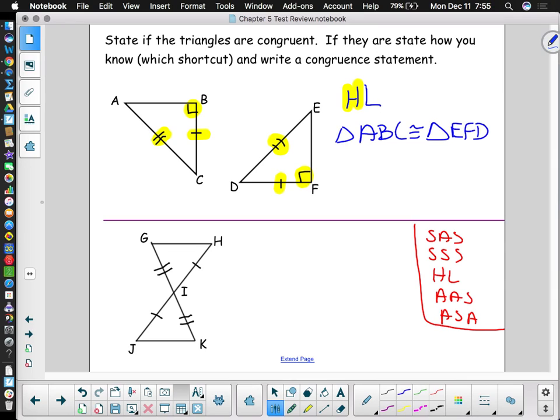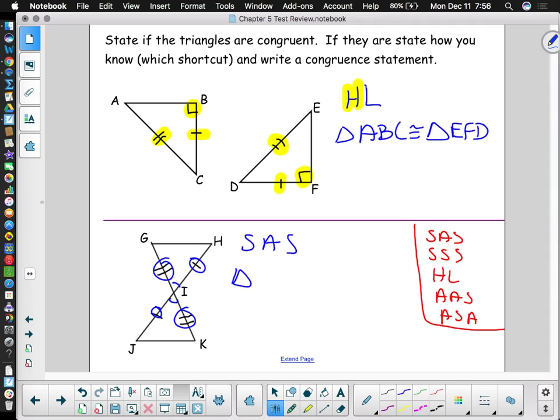Corresponding order. How about the second one? What shortcut do we have here? Side, angle, side. Now, wait a minute. You've got to help me out. I see this side, and I see this side, but where's the angle? Vertical angles, yes. They aren't drawn in, but we may use our knowledge that vertical angles work, so it's side, angle, side.